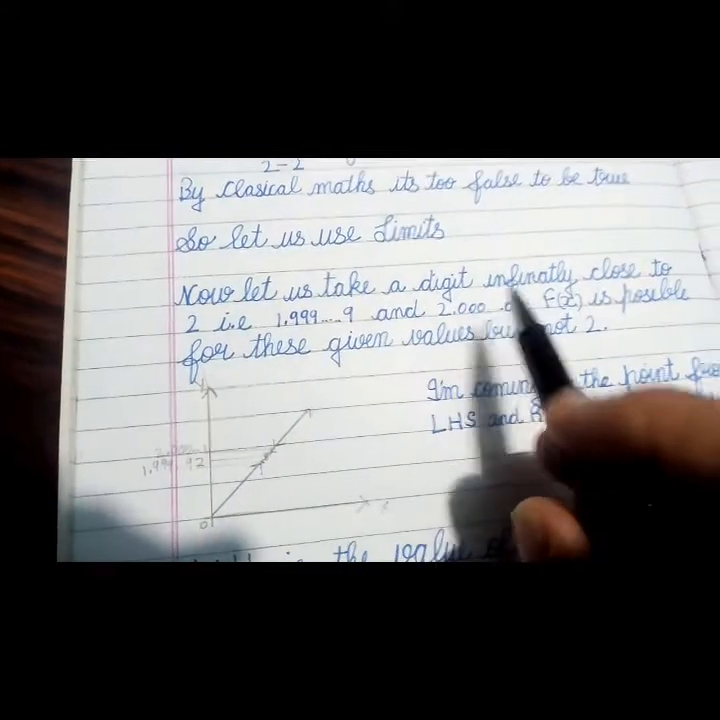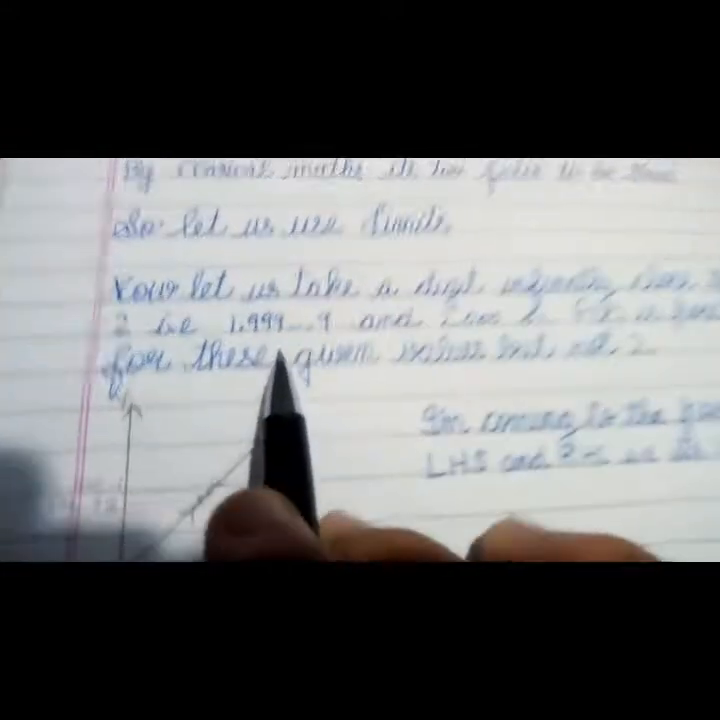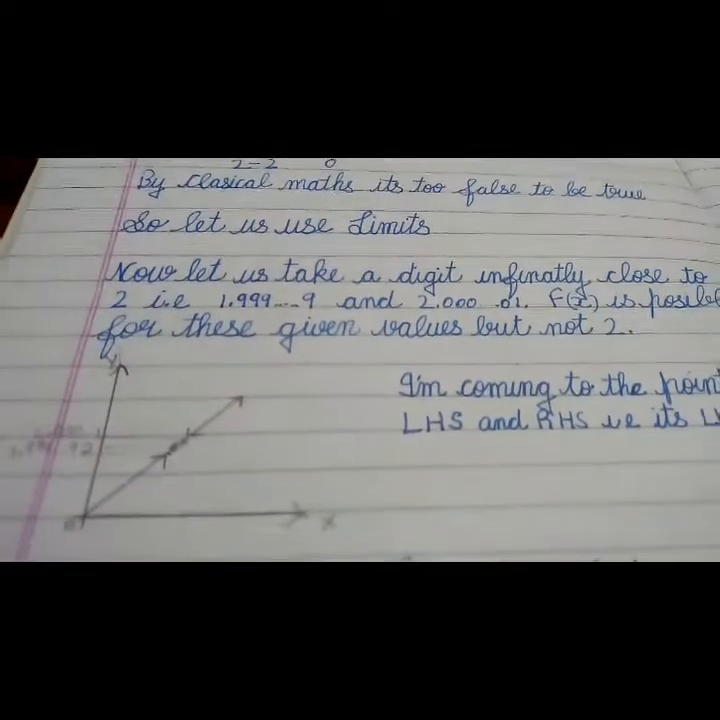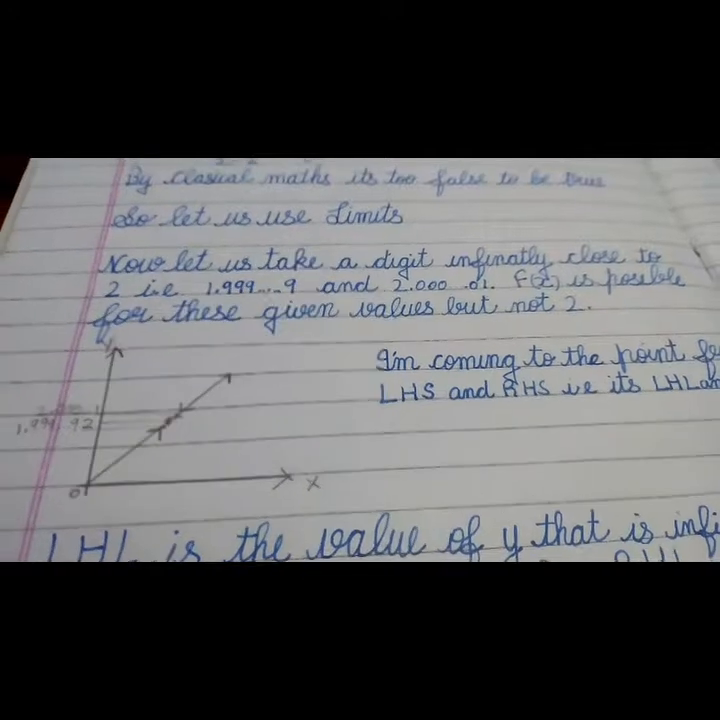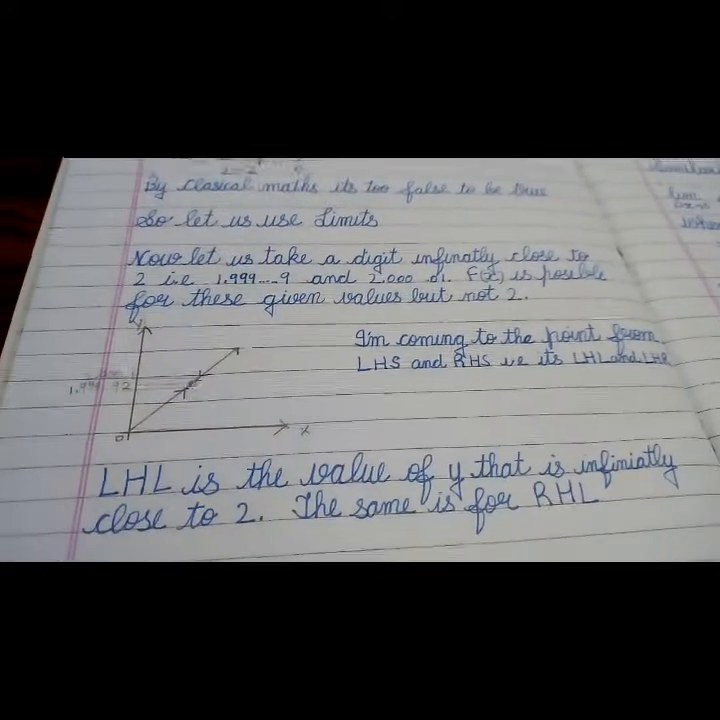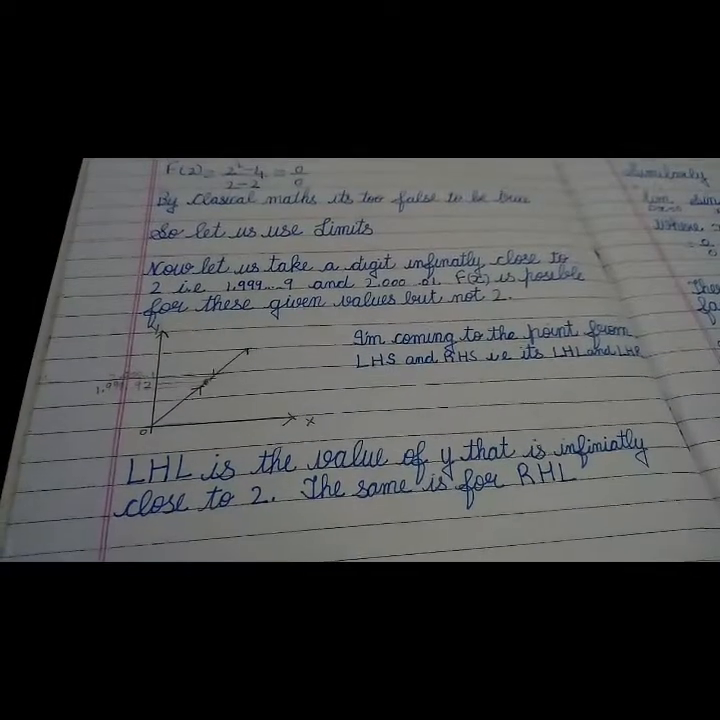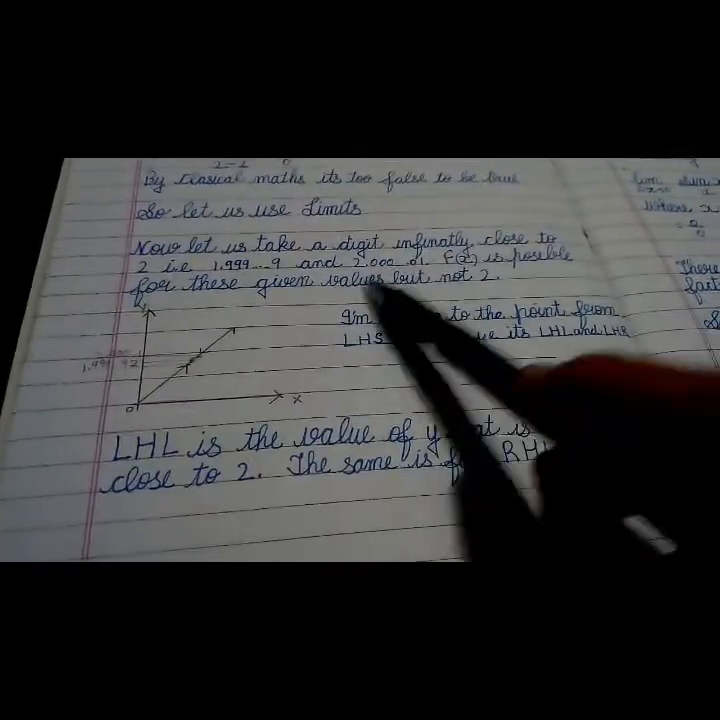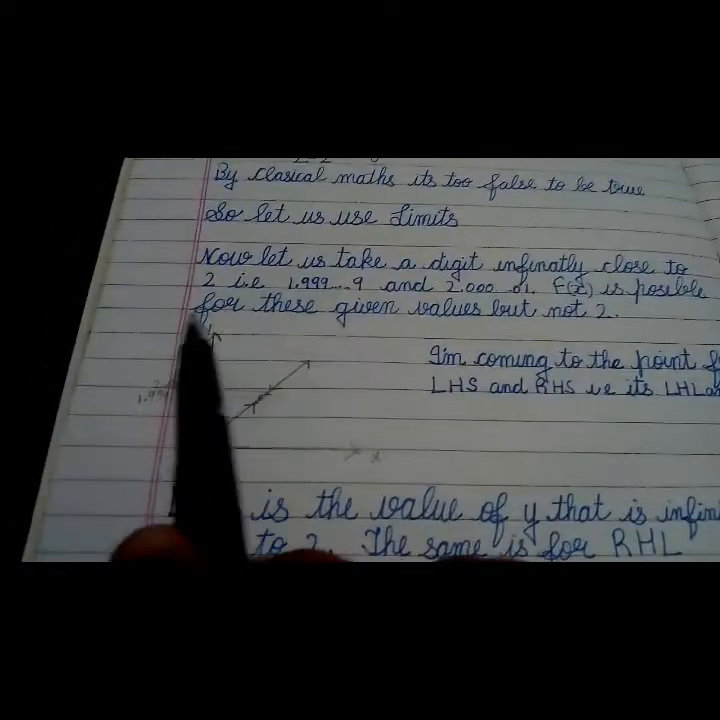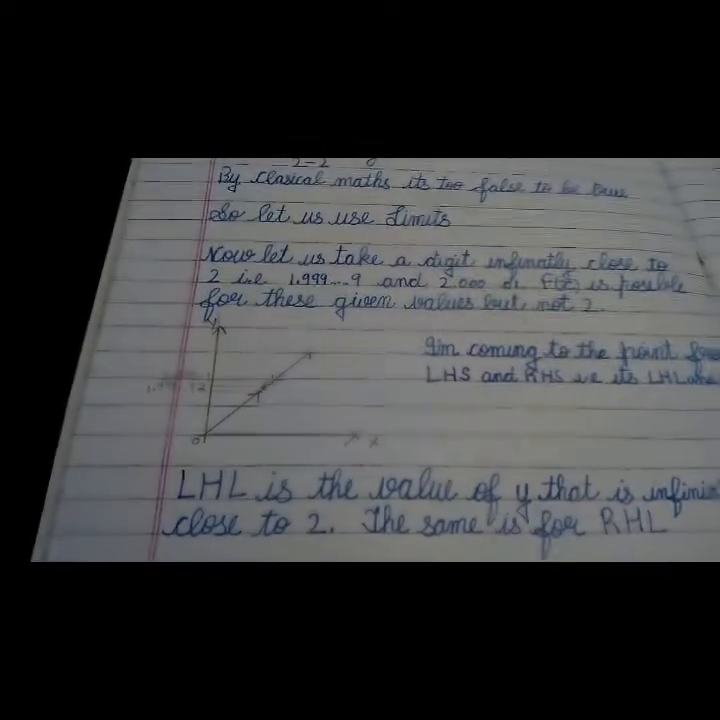Okay, so now let us take a digit that's infinitely close to 2, that is 1.99999, and that's really very long. It's so close to 2 that you cannot even imagine. It's beyond your imagination. And one more is 2.00001. f(x) is possible for these given values but not for 2.